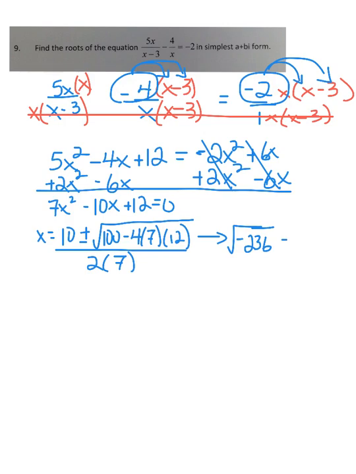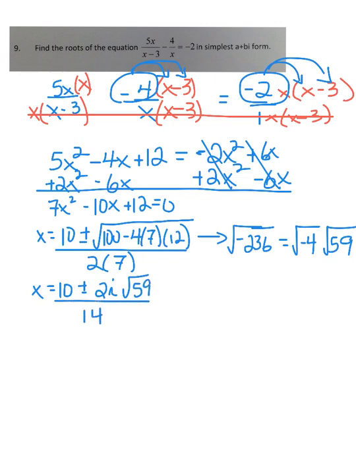Now I'm going to put that in my calculator, in my y1, do 236 divided by x. That way I can find out what my perfect squares are. And my perfect square is a 4. And then the other factor would be 59. Okay, so x equals 10 plus or minus. Now, again, remember that what's underneath the radical is a negative, so we're going to have an i there. So I'm going to take this square root of 4, which is 2, and then that negative is going to be represented by an i, right? So 2i radical 59, and all of that is over 14.